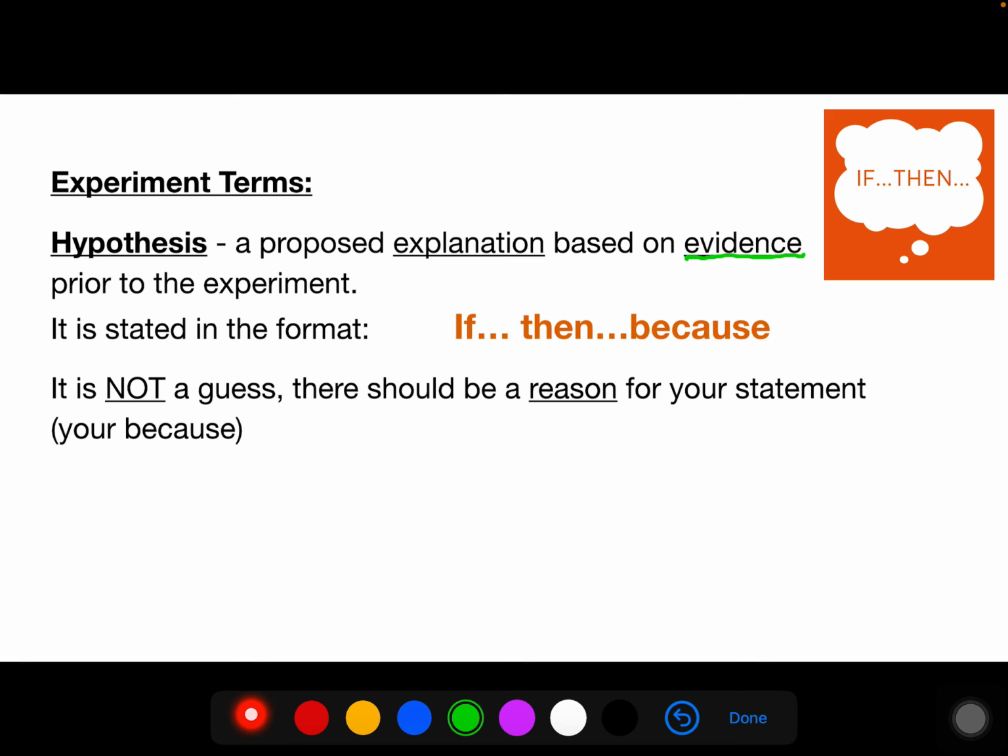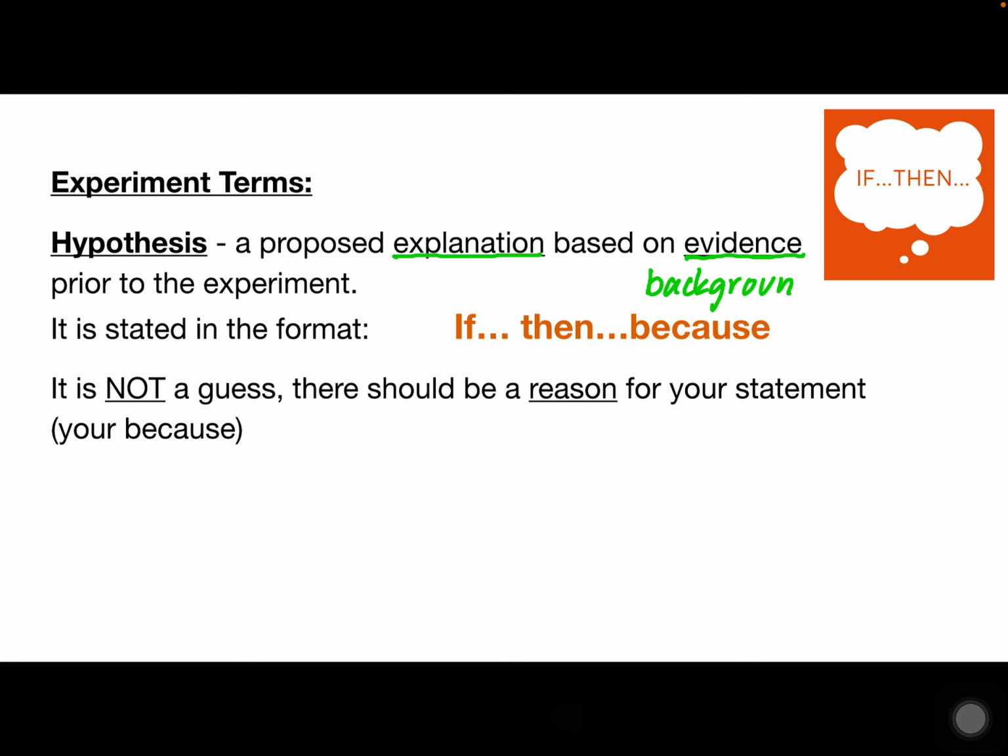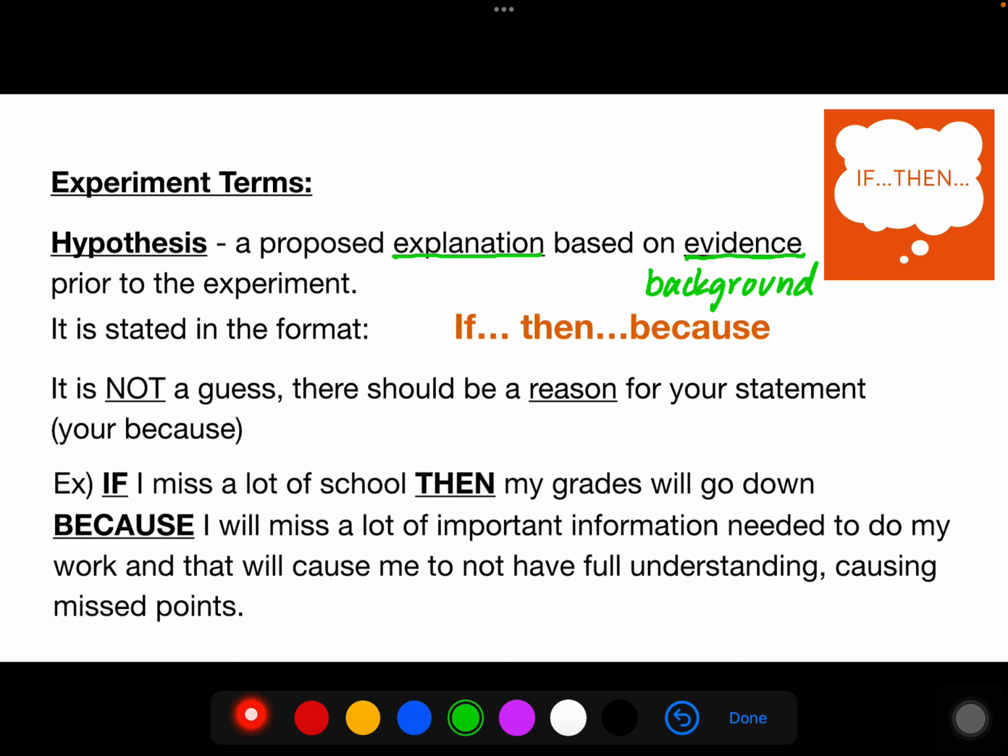So you're filling in your blanks right now on the left about hypothesis definitions. We know it's a proposed explanation based on evidence, or another way we could say that is based on our personal background, our own ideas. And we write that out using this format: if, then, because. And that because connects back up to your background or your reason. Like we said, it is not a guess.